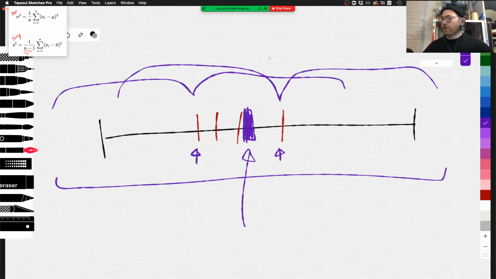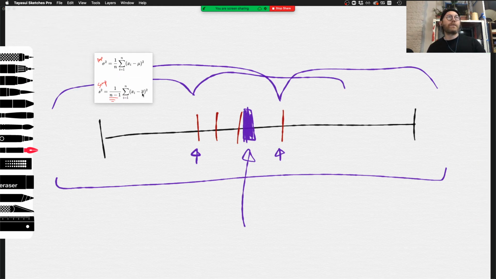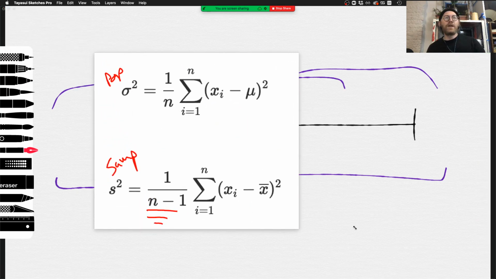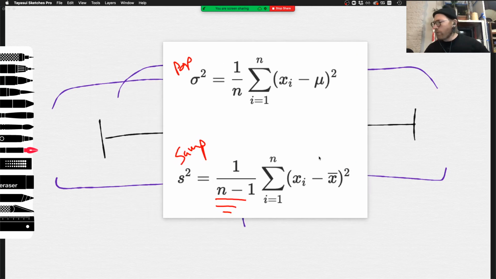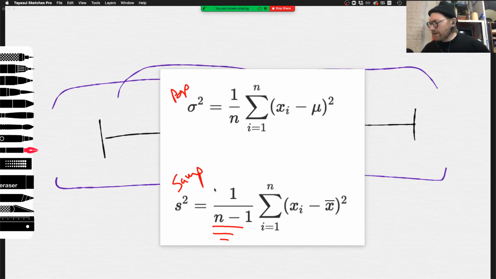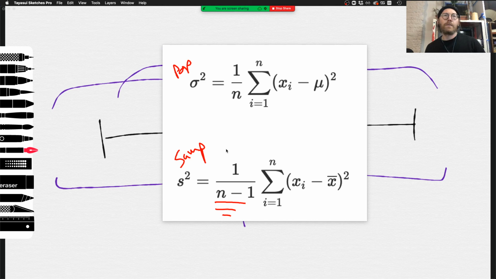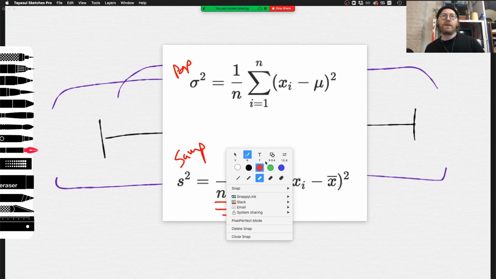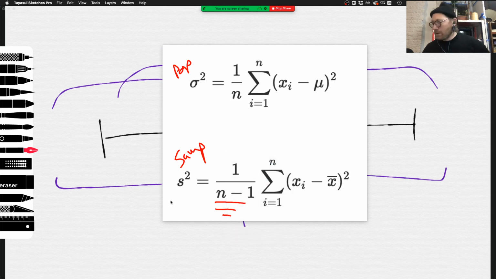So instead, we're going to apply Bessel's correction and just expand our variance. And if you think about it, that's what this is doing, right? 1 over n minus 1 is doing just that. That is expanding the width of our variance.